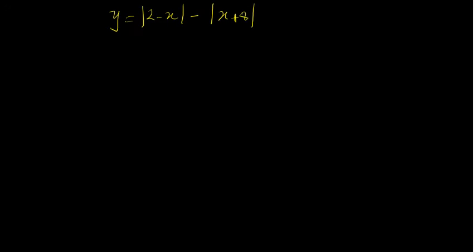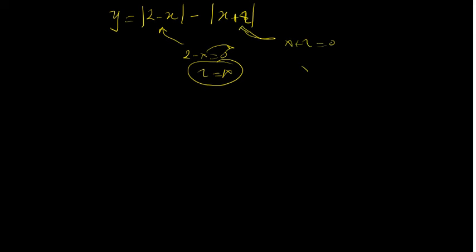So remember, the first thing is you need to equate this to 0. So 2 minus x is equal to 0. You can take the x that side. That means 2 is equal to x. So that is the first point. And then equate this to 0. x plus 2 is equal to 0. That means our x is equal to negative 2. So we've got 2 points. We've got negative 2 and positive 2.